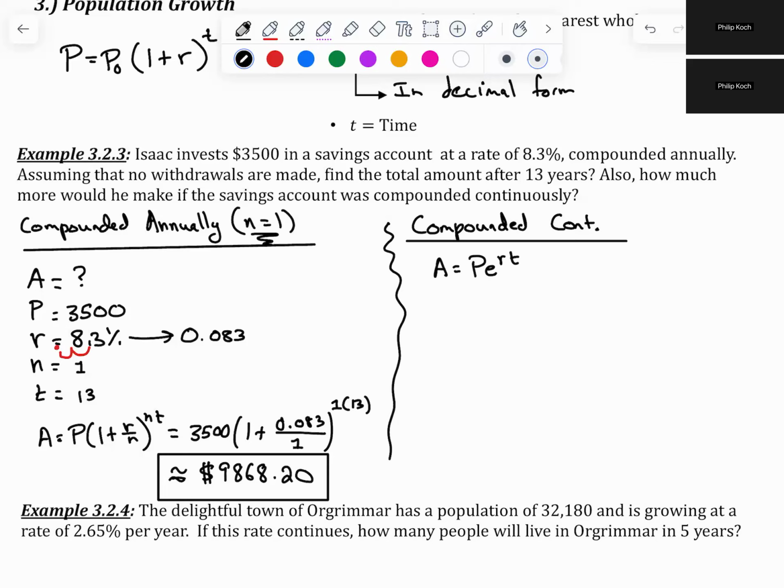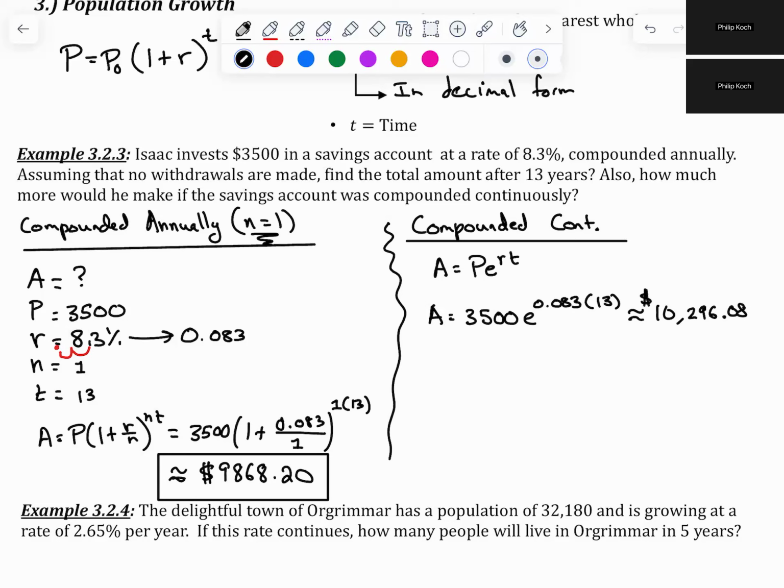P is still the same. E is just the number E, so it's 2.71-ish. R is still the same. T is still the same. A is still the unknown. So A is equal to P, which was 3,500, times E to the R, which is 0.083 times T, which is 13, which approximates to 10,296.08. But I'm not going to box that answer.